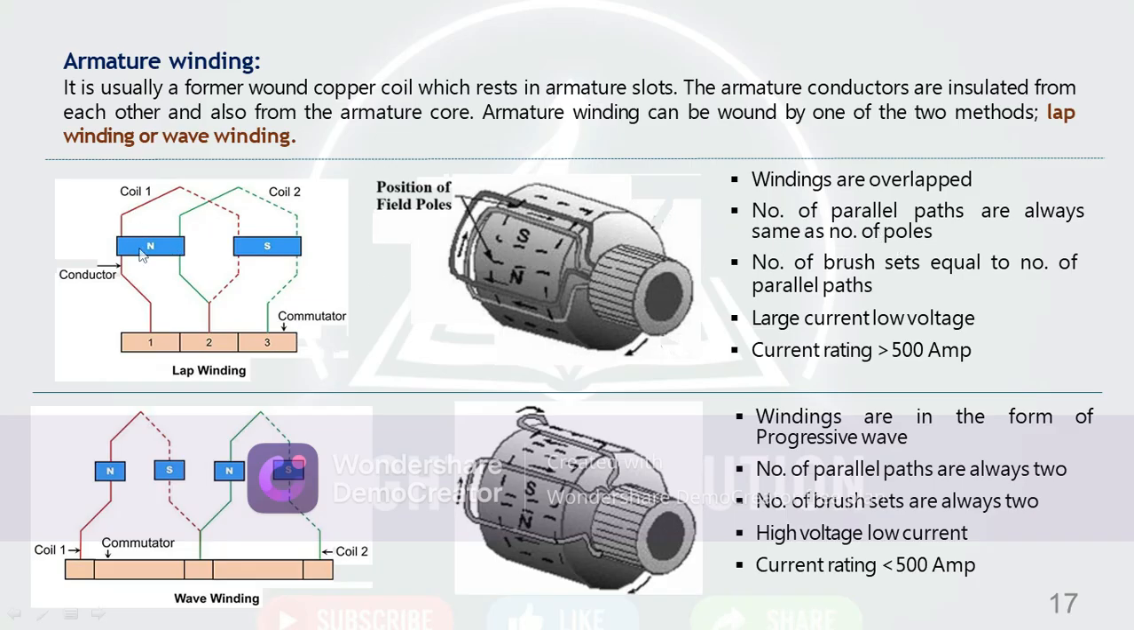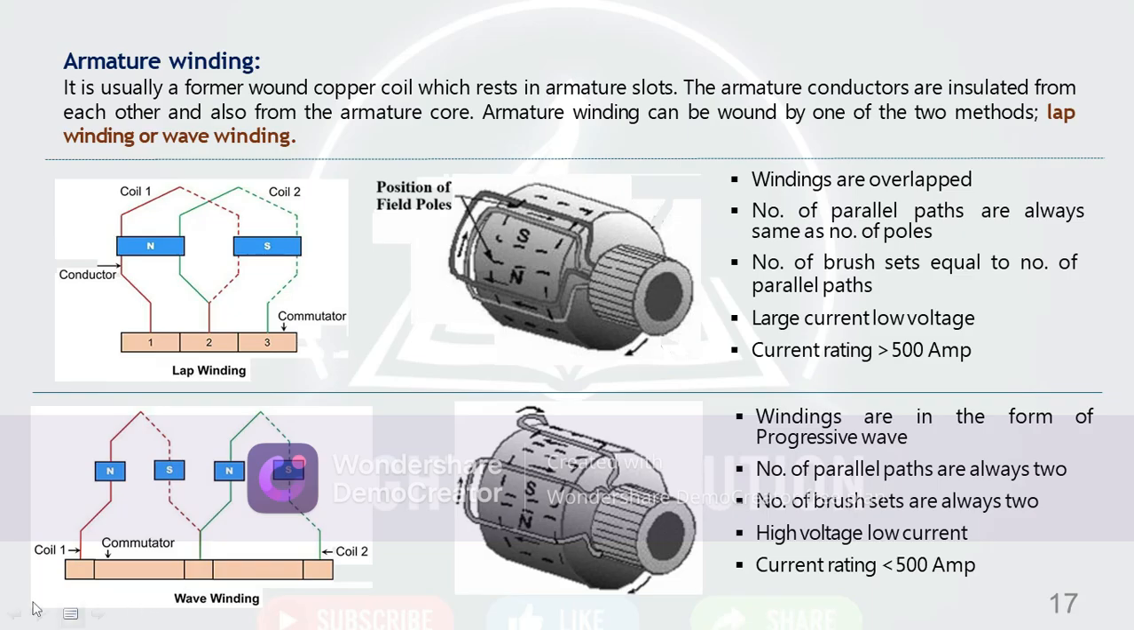The number of parallel paths here is two, and the number of poles is two, so the number of parallel paths is also two. Lap winding is suitable for large current and low voltage. If you require large current and low voltage, then lap winding is very suitable, with a current rating greater than 500 ampere.